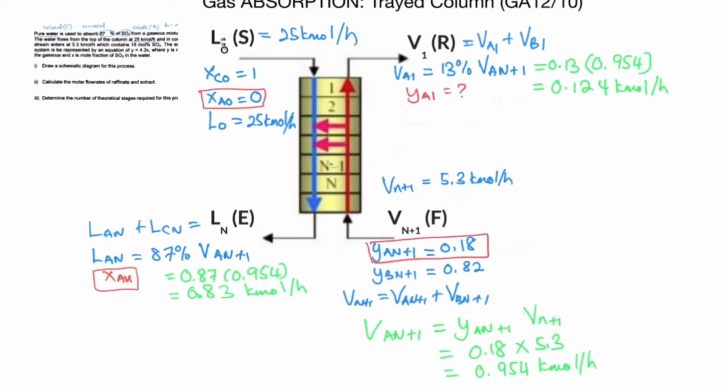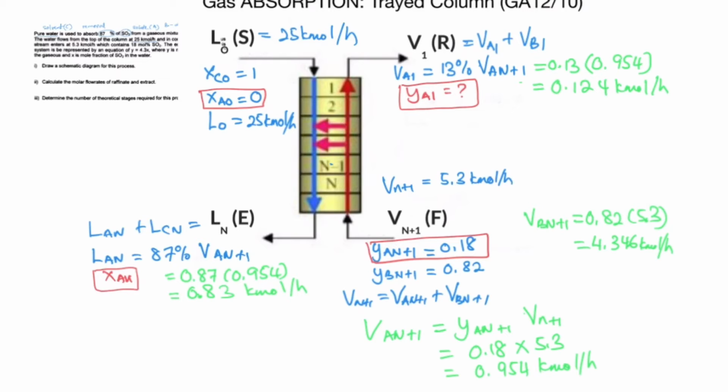By knowing that, it's easy for us to calculate the flow rate of diluent in the feed gas. We would now like to solve for VBN+1. To calculate VBN+1, we just need VBN+1 equal to 0.82 multiplied by 5.3, which is equal to 4.346 kilomole per hour.